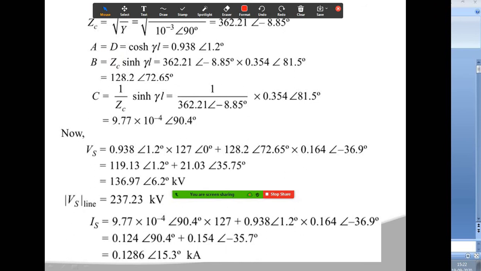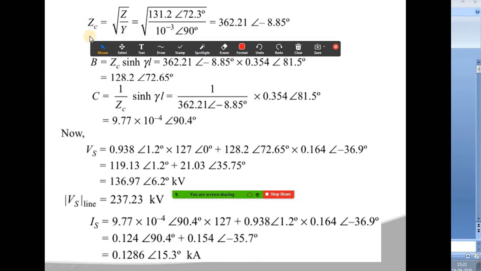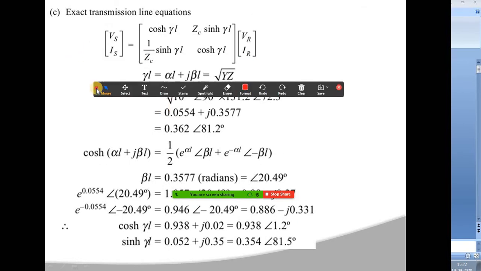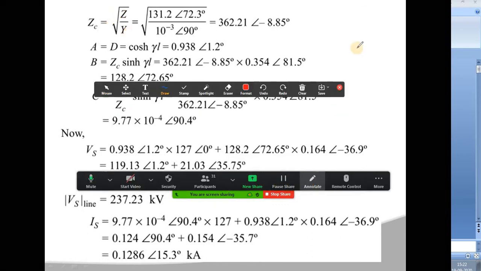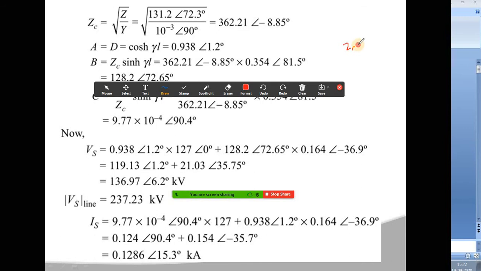Now here in the ABCD parameters, you will have C as 1 by ZC sinh gamma L and B as ZC into sinh gamma L. So to calculate, let us see what ZC is here. ZC is the characteristic impedance, which is equal to the square root of small z by small y. Okay, ZC is equal to the square root of small z by small y, right?